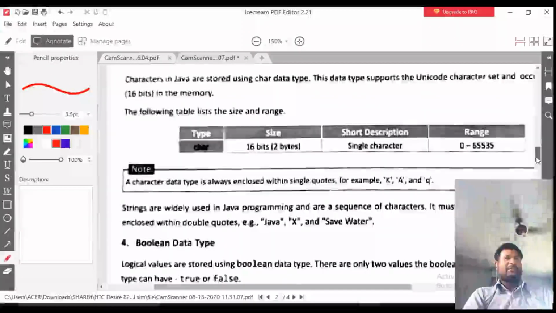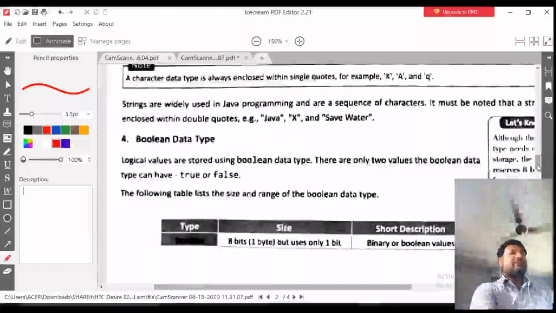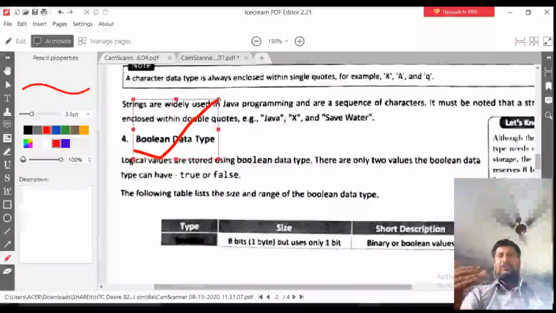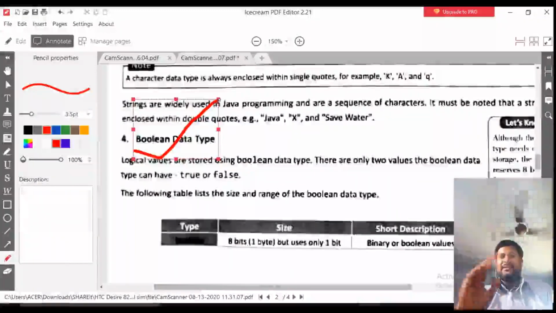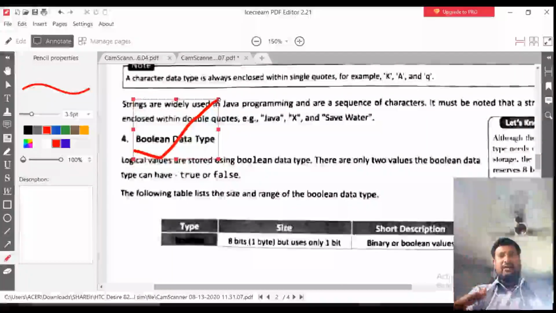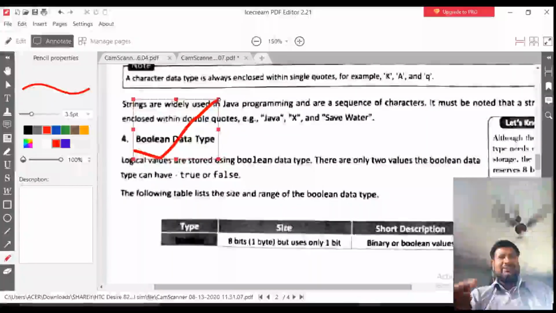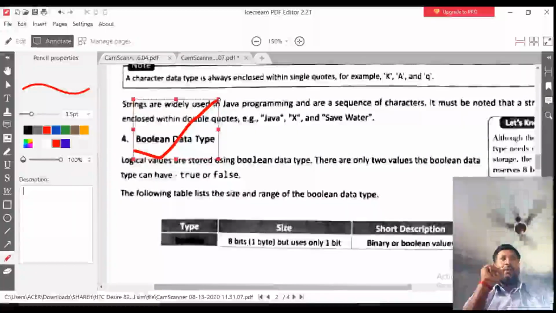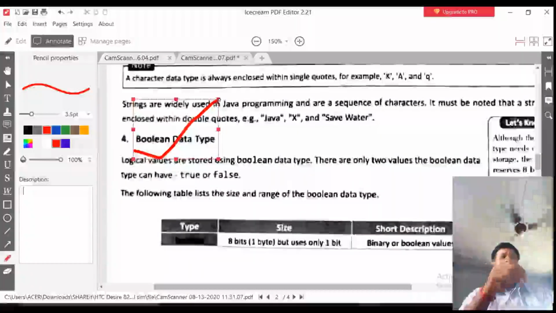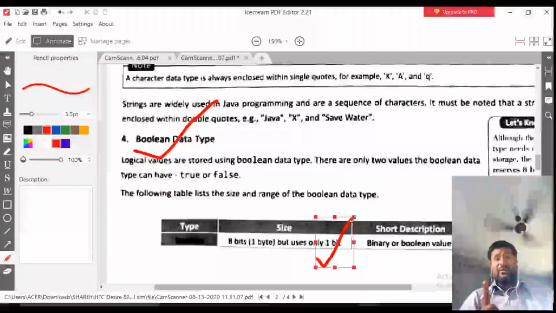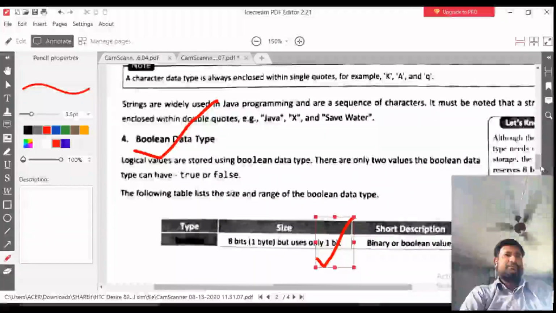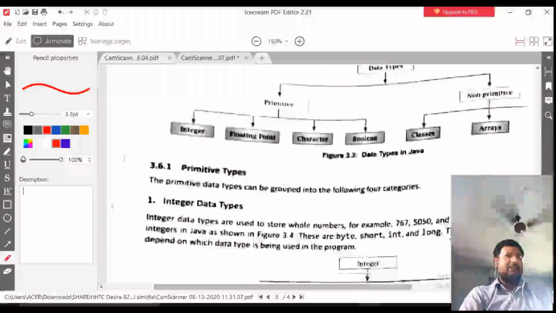Next one is Boolean data types. Basically it has the values true and false, as I discussed earlier. It has 2 values, either true or false. We will discuss this in logical conditions. And its size is only 1 bit. Just remember this, the Boolean value size is 1 bit. Boolean is completed; character, integer, float are all completed.